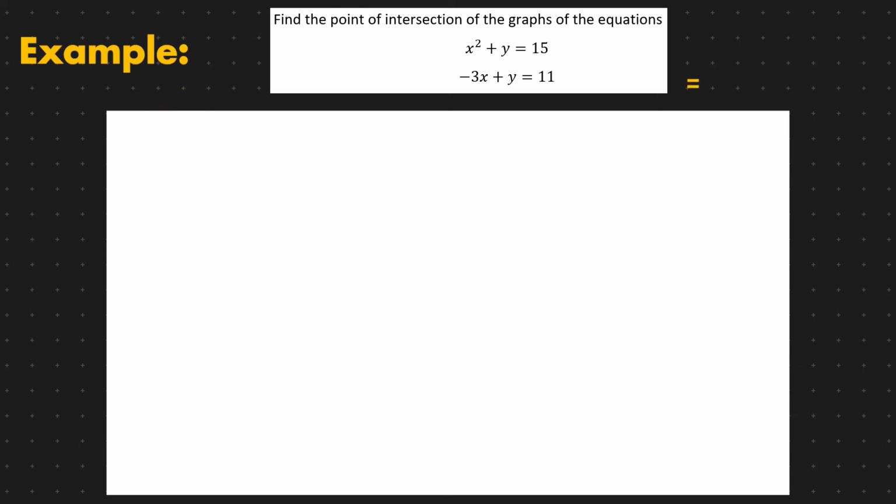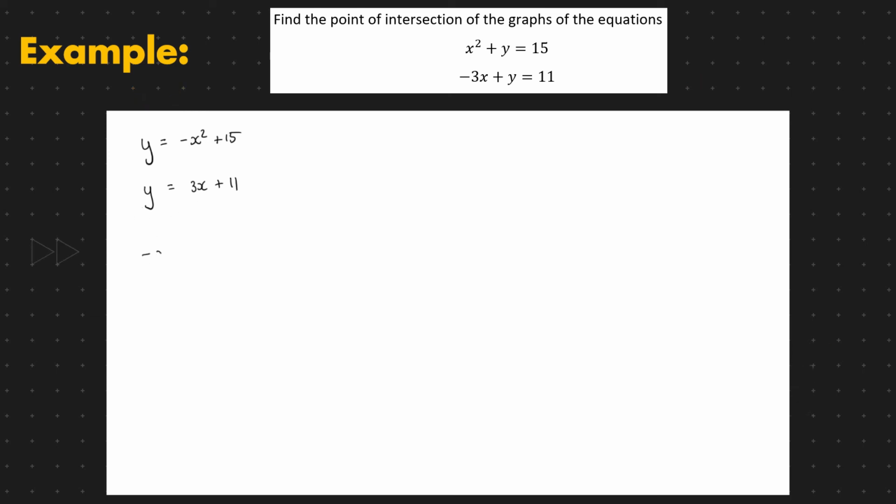So we have been given two equations, negative x squared plus y is equal to 15 and negative 3x plus y is equal to 11. So let's go and rewrite this in terms of y. Our first equation will be y is equal to negative x squared plus 15. And for the second equation, we will have y is equal to 3x plus 11. Now we can go and put these two equations equal to each other.